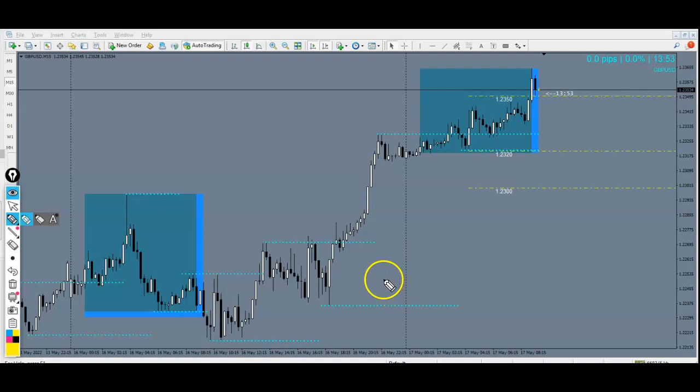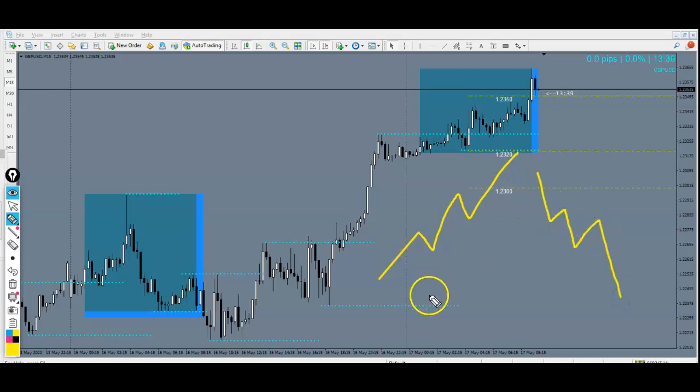How we trade market structure. So if it's trending, we know price moves in three ways. It's either trending upwards, or trending downwards, or it's moving sideways. That's just moving between a block.